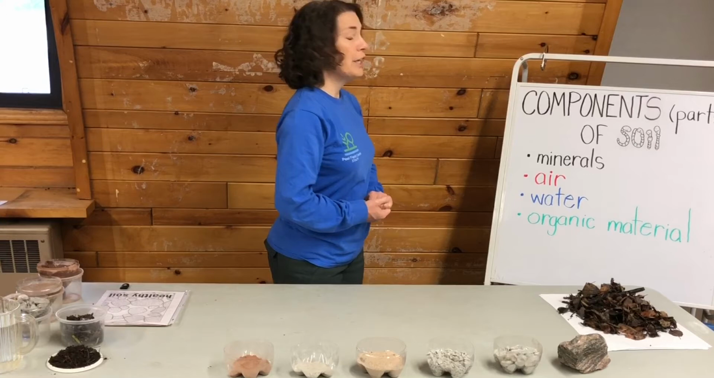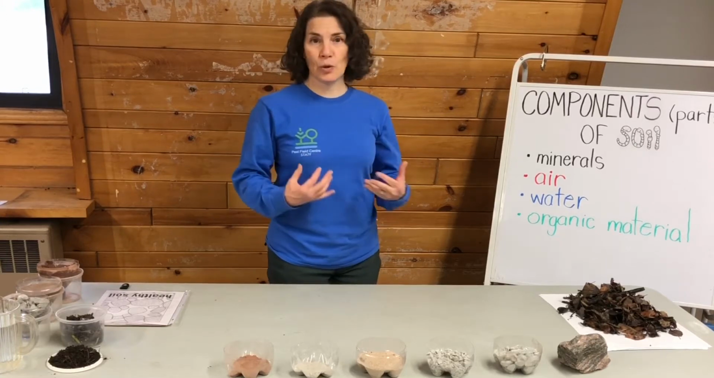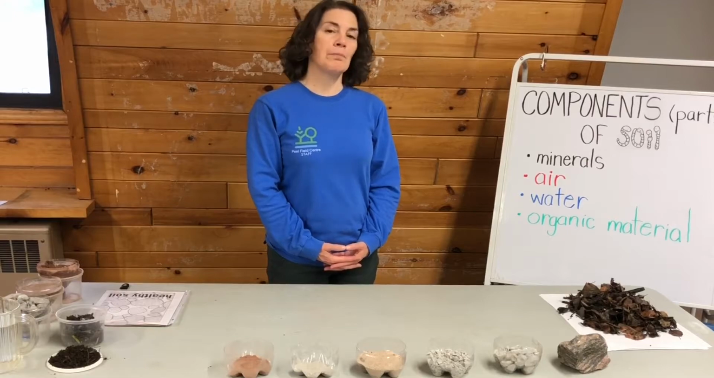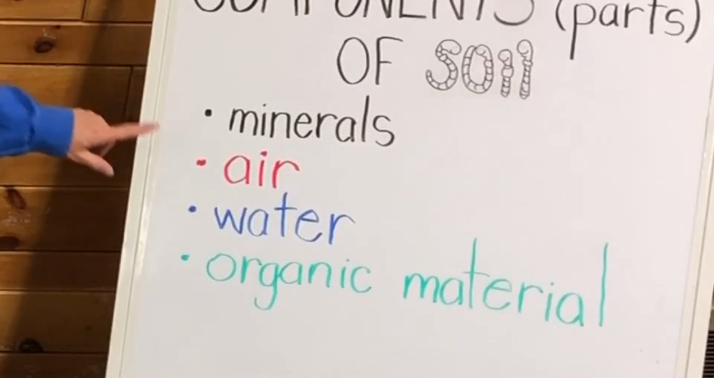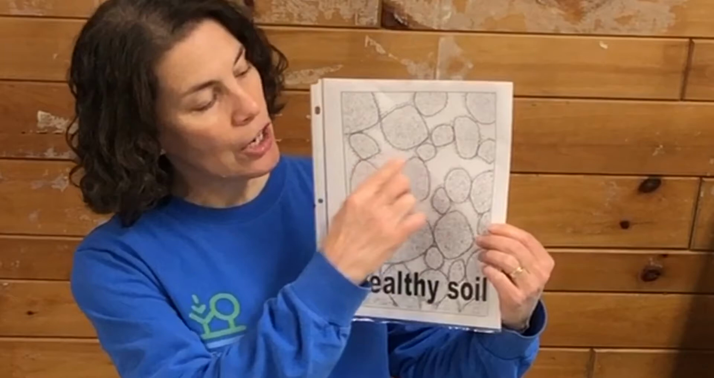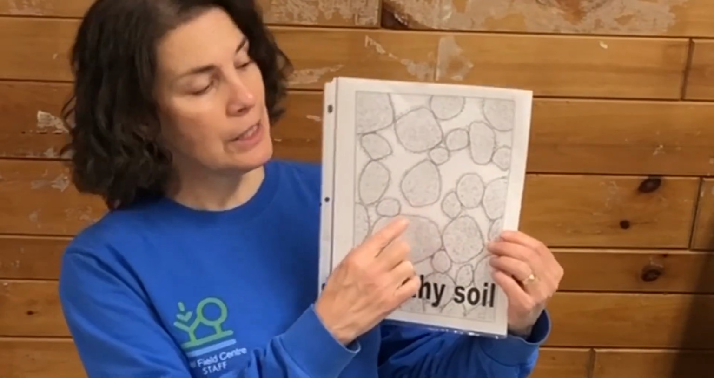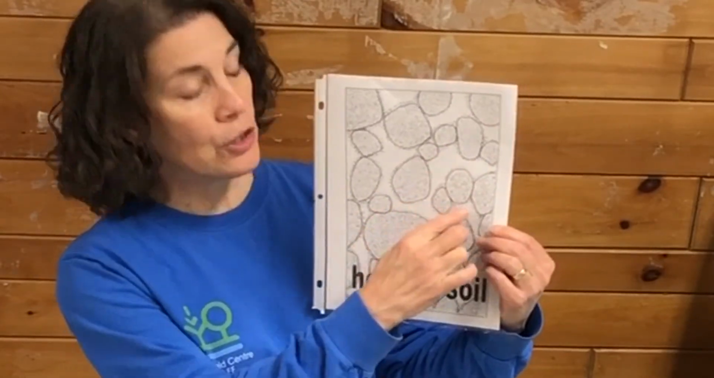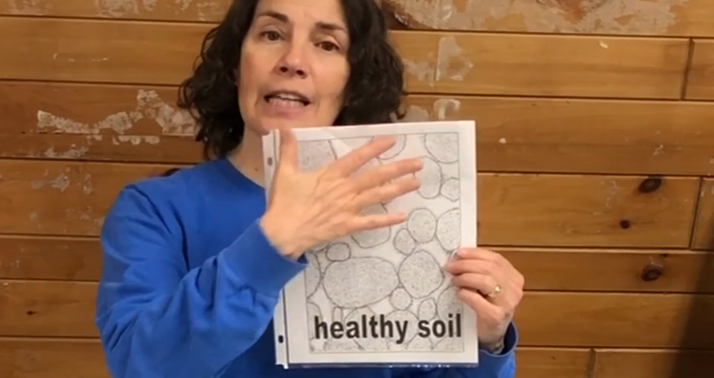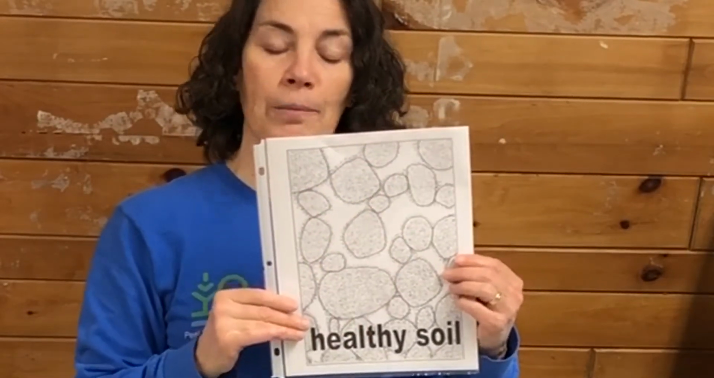Now, 2 other important parts of soil make soil healthy, and without them, soil would not be healthy. We need air and we need water. This is a picture of healthy soil. So you can see there are different size particles, and in between the particles there are spaces where there is air, and that allows water to move through as well.